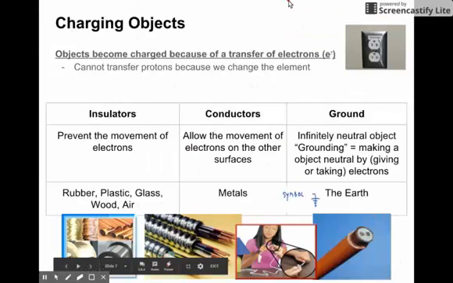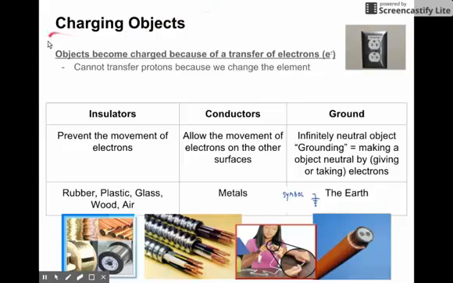So what kind of objects can become charged or hold a charge for us? Objects are charged because they transfer electrons. Electrons move from one object to another, so one becomes negative, one becomes positive. The thing that gains electrons becomes negative. The thing that loses electrons becomes positive. Again, protons don't move around in our atom, so only the electrons move around.